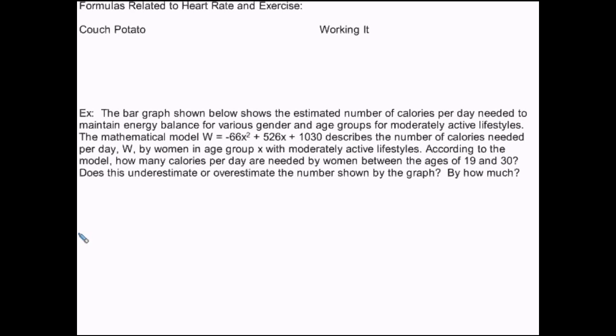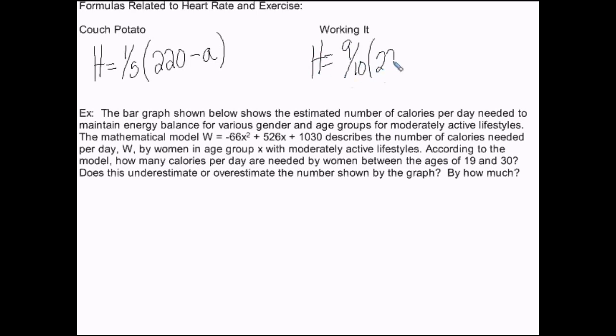doing this type of exercise, they came up with these formulas where if you're doing couch potato exercise, your heart rate will be 1/5 times 220 minus your age. Okay. And if you're doing a little heavy impact stuff, minus your age.